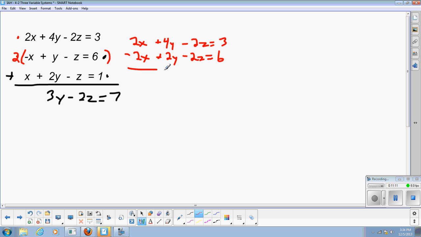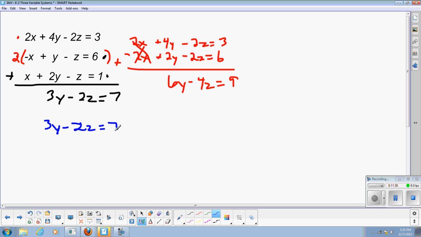All right, let's add the two equations together. X cancels. 6y minus 4z equals 9. Create the new two-variable system. 3y minus 2z equals 7. And I'll copy the other equation.